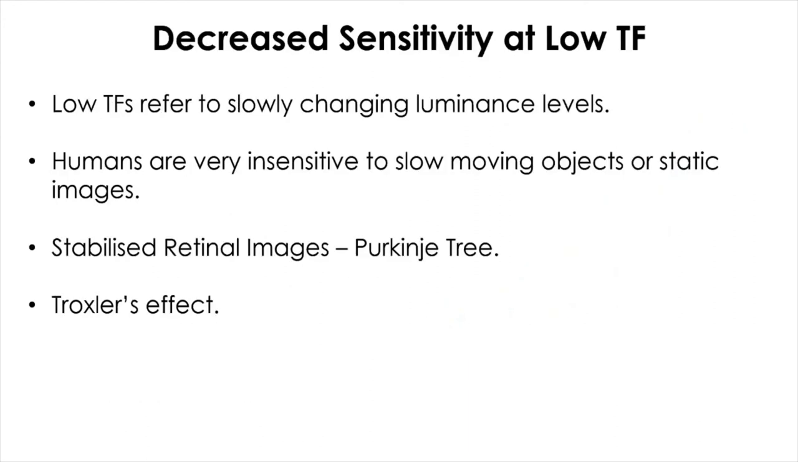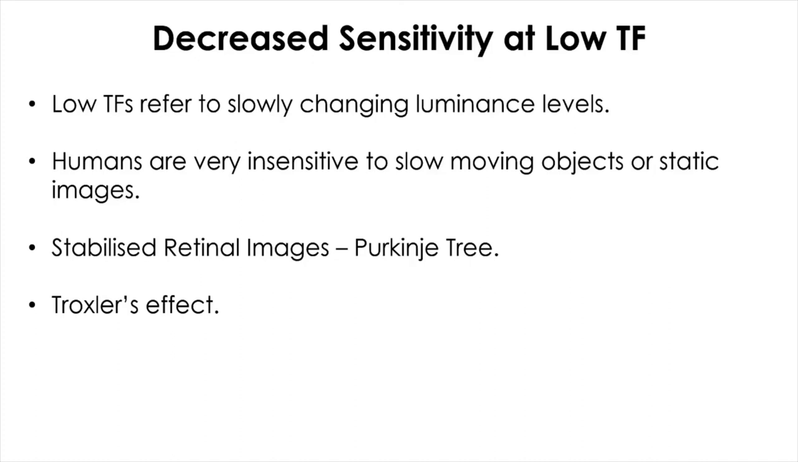So far, we have seen the phenomena related to high temporal frequencies, but like in the spatial contrast sensitivity function, we also have decreased sensitivity in the low temporal frequency region. In fact, there are quite a few interesting phenomena related to the decreased sensitivity at low temporal frequencies in humans. It seems that we are very insensitive to slow moving objects or static images. For example, our day and night cycle can be considered as a very slow flicker of light, which completes a cycle in 24 hours. In this case, we really don't sense the change in luminance in time.